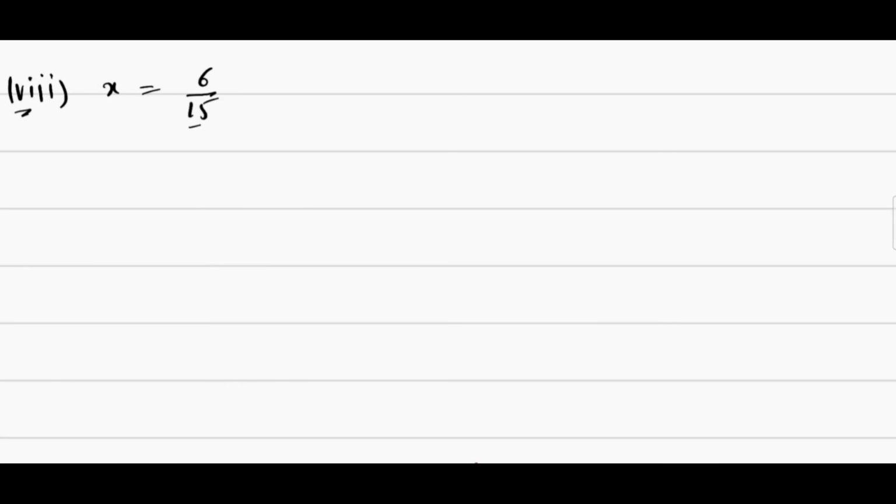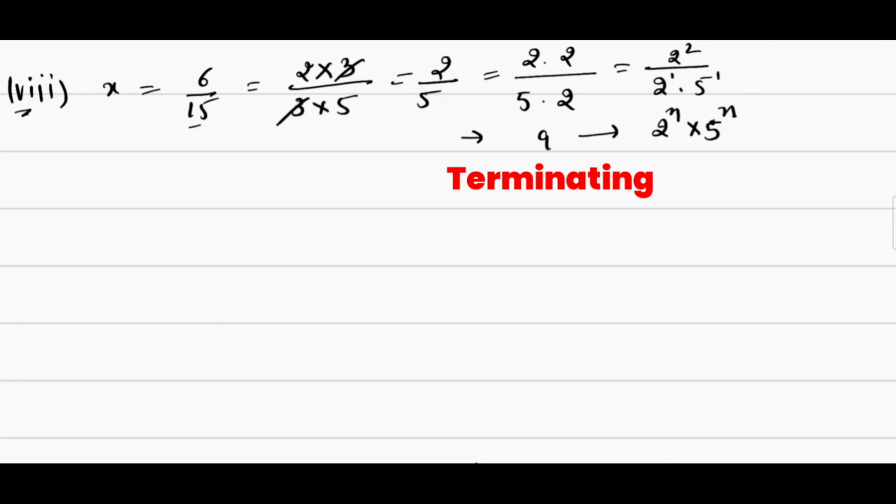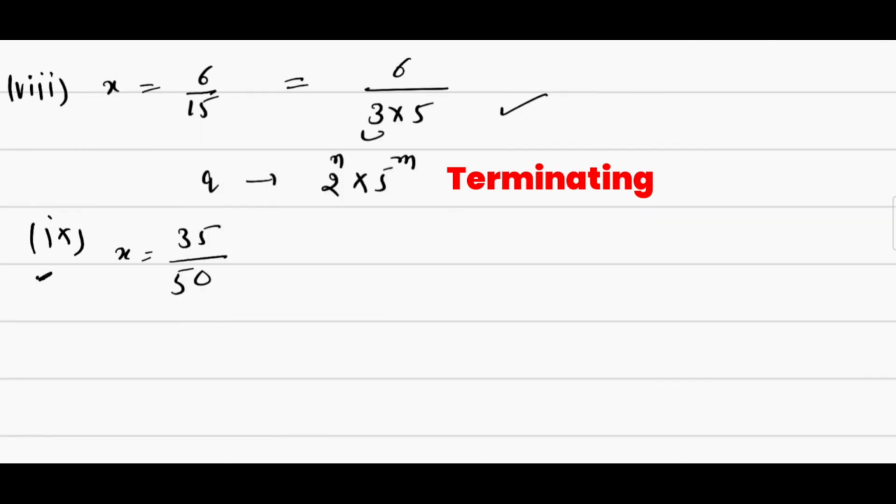Next question, here we have x is equal to 6 divided by 15. We can write 6 as 3 into 2 and 15 as 3 into 5. This 3 will get cancelled with this, and I am left with 2 by 5. So I can write this as 2 raised to power 1 over 5 raised to power 1. Here I have represented my Q in the 2 raised to power n into 5 raised to power m form. So ninth question, here we have x is equal to 35 divided by 50.